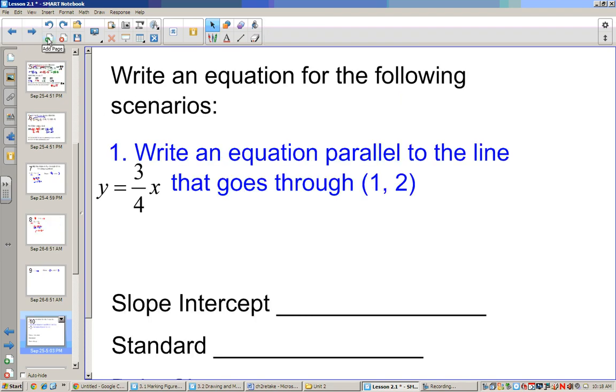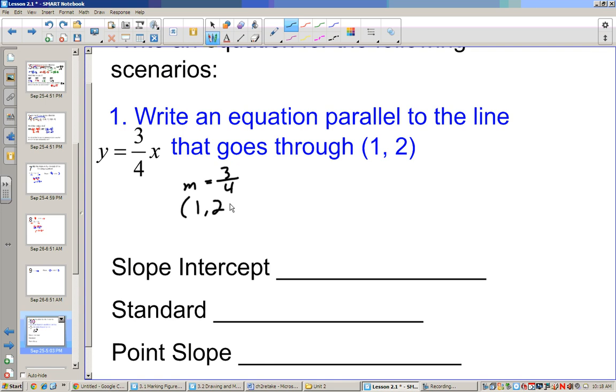All right, now we want to write an equation of a line parallel to y equals 3/4 x, and it goes through the point (1, 2). So first, if it's parallel to this, then the slope of my line will just be 3/4. If it goes through the point (1, 2), then point-slope form will be the easiest to do, because it's y minus my y value, which is 2, is equal to my slope times x minus 1.